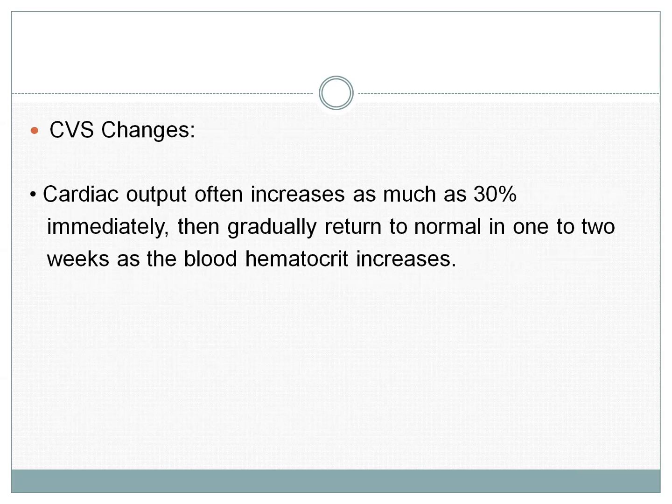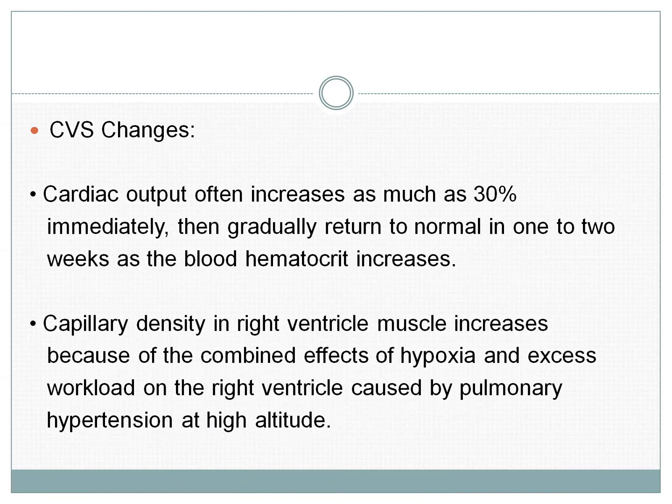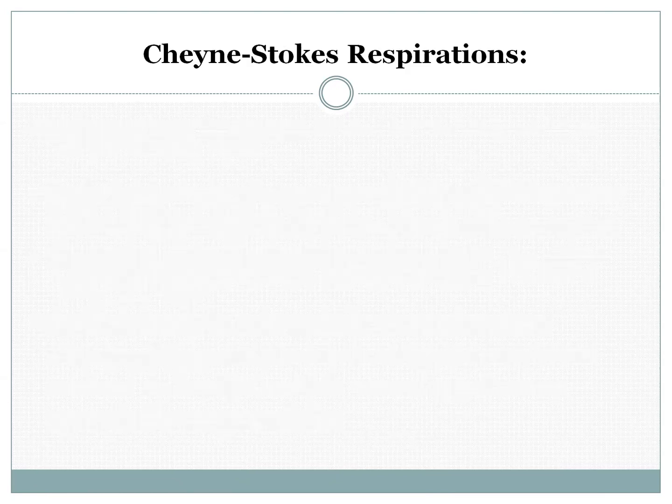30% immediately and then gradually returns to normal in 1 to 2 weeks as the blood hematocrit increases, because the count now will be increased. Capillary density in the right ventricle muscle increases because there is a combined effect of hypoxia and excess workload on the right ventricle caused by the pulmonary hypertension. So we know that there will be pulmonary hypertension that causes excess workload, and these two factors increase the capillary density. So these are the changes.